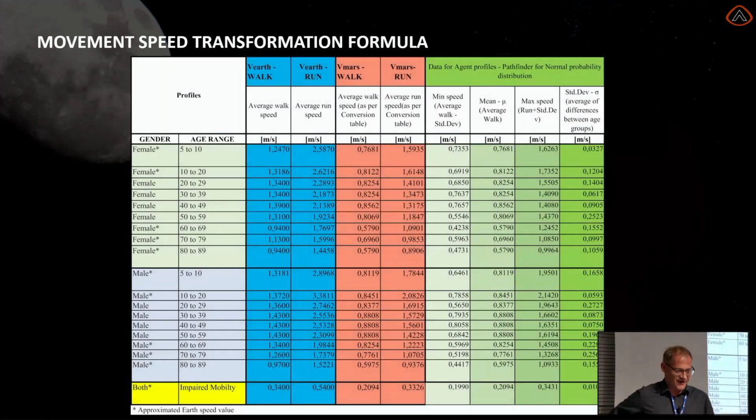Okay, sorry. This is an example calculation table for Mars conditions. So you can see that there are gender and age ranges, speed on Earth, speed on Mars, and there are program parameters I use with Pathfinder to program the evacuation.